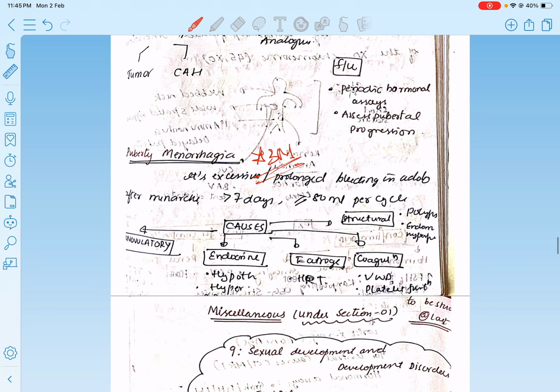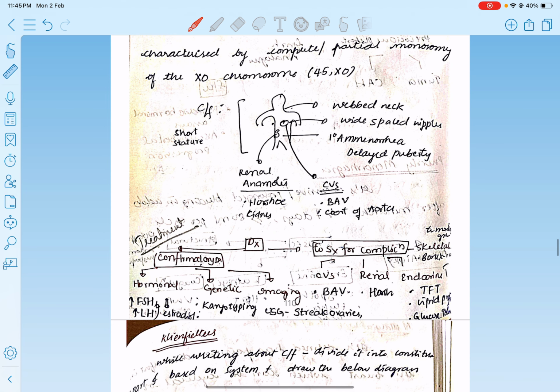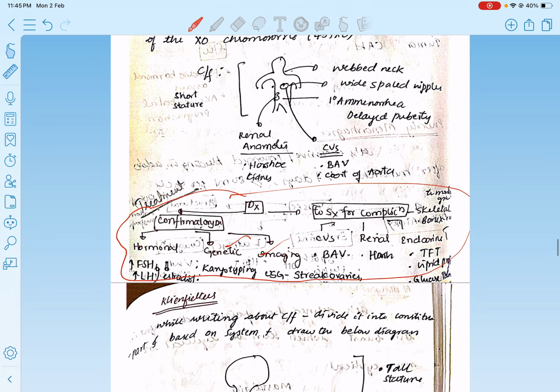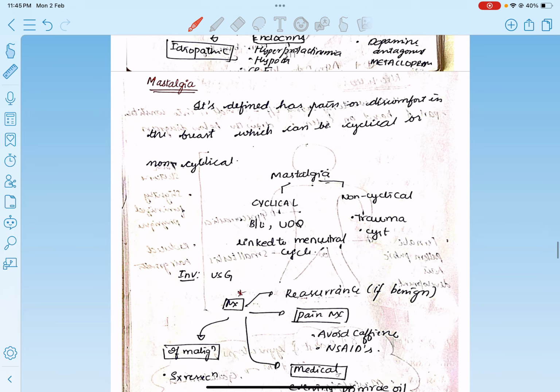Okay. And miscellaneous conditions, this is important. So this is the major thing. With treatment, you need to write about all the things. Again, investigation here is to confirm and also to look for complications. So make sure you mention this also. Klinefelter's, I think everywhere you have studied. Mastalgia, make sure if it's non-cyclical, rule out trauma and cyst.